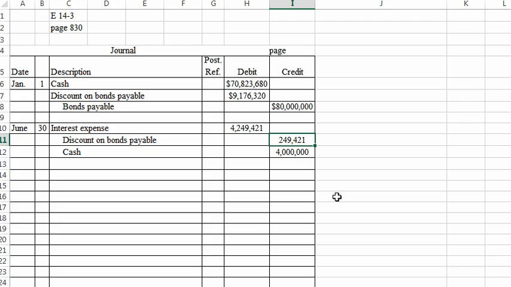Okay, now part of the discount has been amortized. So when we make the entry, that was number 3. When we make the entry for number 4, the amount we multiply by to get our interest expense will have increased from the $70,823,860. It will increase by the amount of the discount that's been written off, the $249,421. So let's go over here and do those calculations.